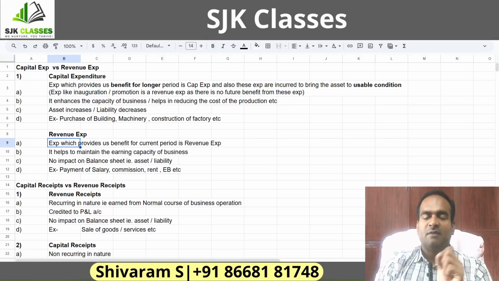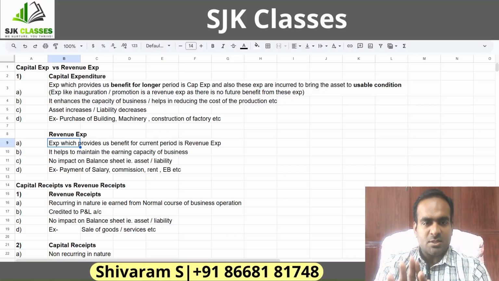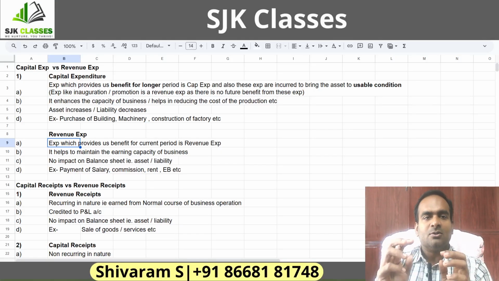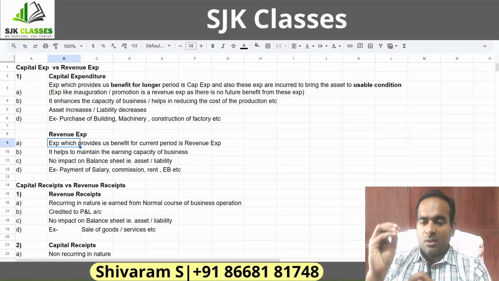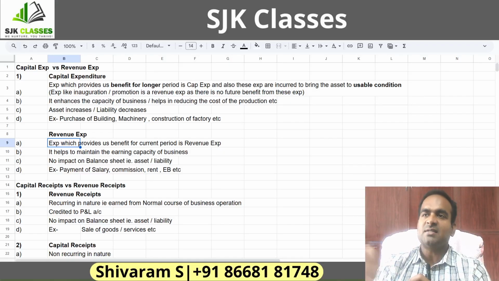Now let's focus on revenue expenditure. Now, what is this revenue expenditure all about? Revenue expenditure are those expenditure which are not of capital nature. A very simple example. So all those expenditure which is not of capital nature will be classified as revenue expenditure. So what is the condition for classifying it as capital expenditure? Two conditions. One is it should give us some long-term benefit, or it should help us to bring the asset to usable condition. So if these two conditions are not fulfilled, we'll be classifying that expenditure as a revenue expenditure.